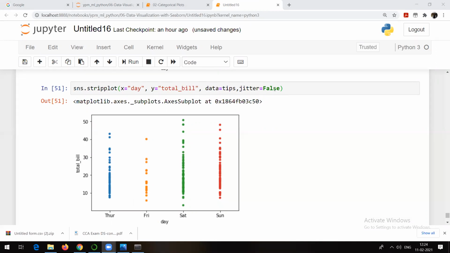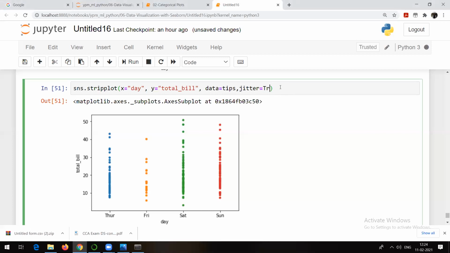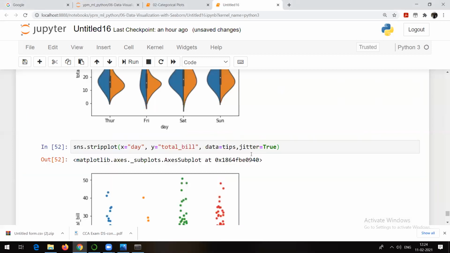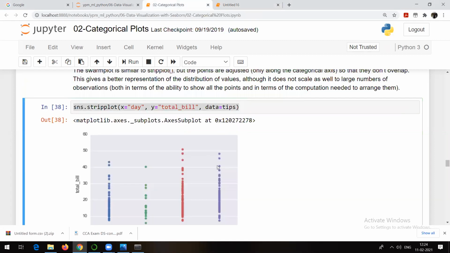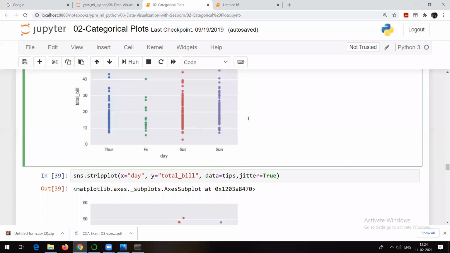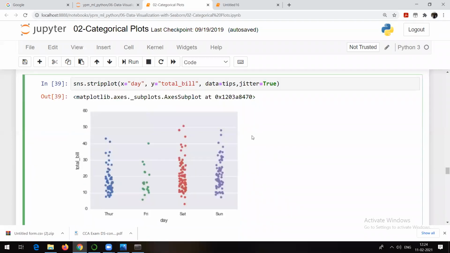But what if I do not want them to overlap each other? I can make use of this jitter parameter and then I can make use of true. Then you will see the same thing, but now they are separate. So it's because of jitter. Again, it is also showing you the distribution itself, and it is showing you the values, right? Total bill. So Saturday and Sunday, these are the 2 days on which more number of values are there in case of total bill. Right? And again, palette and all those things are available. So jitter is something important here in case of strip plot.